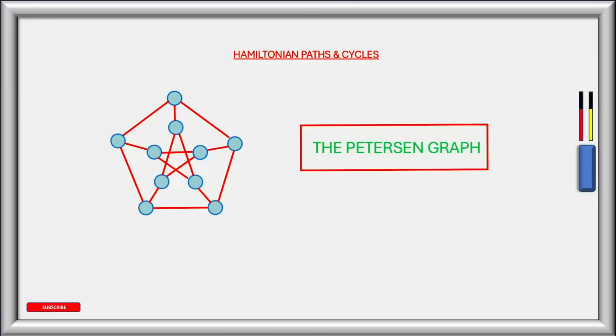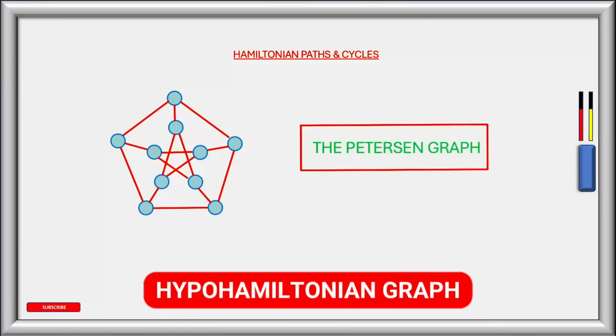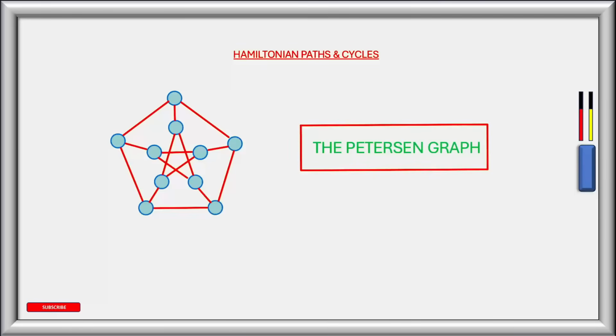However, the Petersen graph is what's known as a hypohamiltonian graph. To be a hypohamiltonian graph, a graph must satisfy 2 distinct conditions. Firstly, the graph itself is not a Hamiltonian graph, and so it doesn't contain a Hamiltonian cycle. However, if you remove any single vertex and the edges connected to it, the remaining graph suddenly becomes a Hamiltonian graph. The Petersen graph is the most famous hypohamiltonian graph in existence.